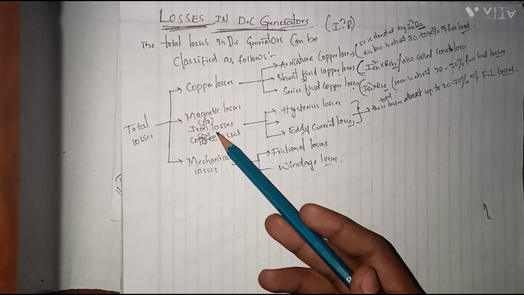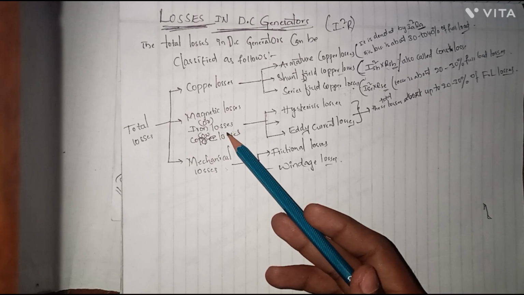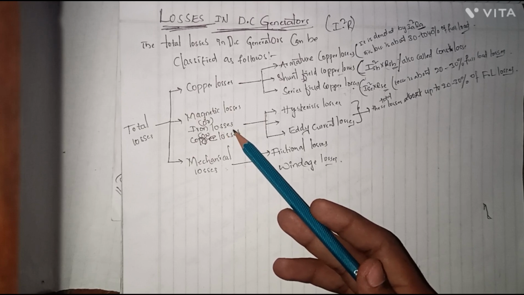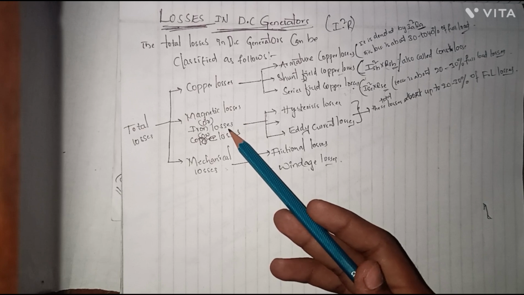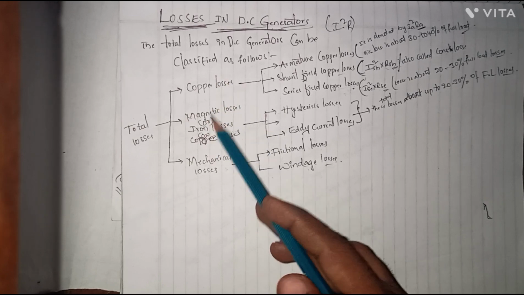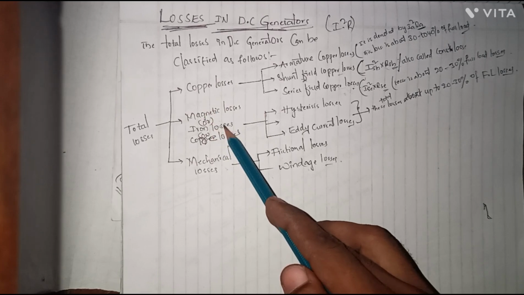Due to rotation of the iron core of the armature in the magnetic flux present in the field poles, these losses take place continuously in the core, known as iron losses or core losses. Iron losses or core losses are nothing but losses due to rotation of the armature core in magnetic flux.